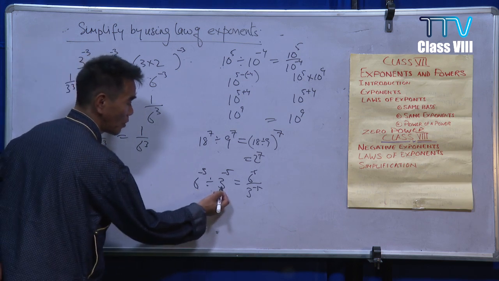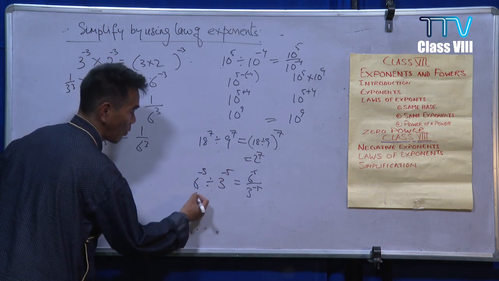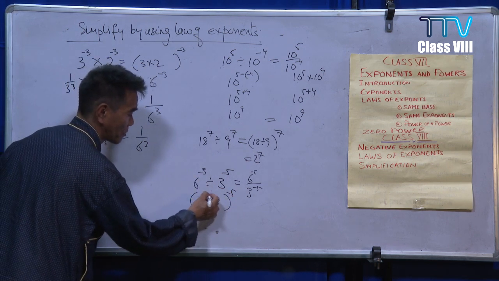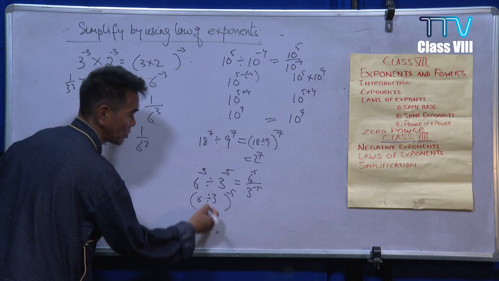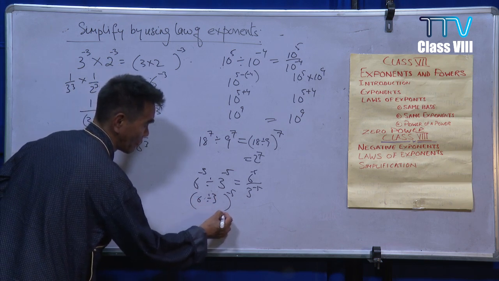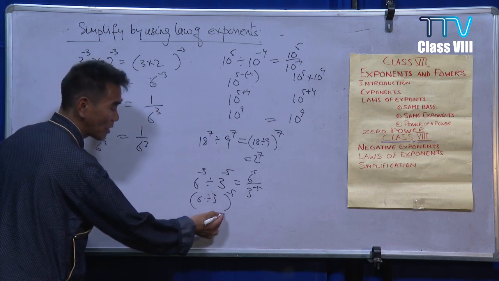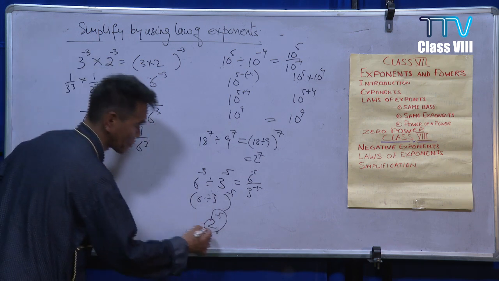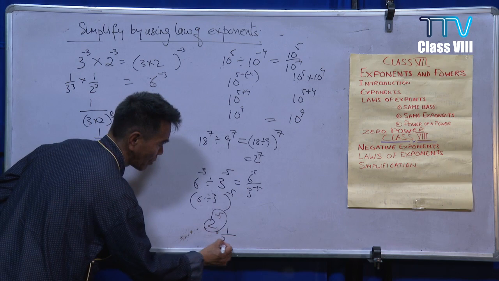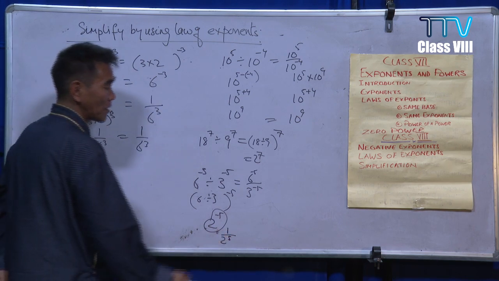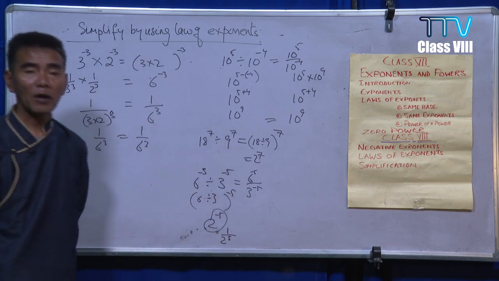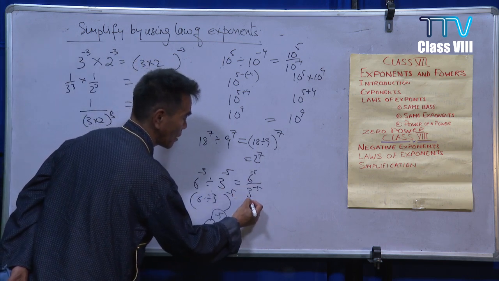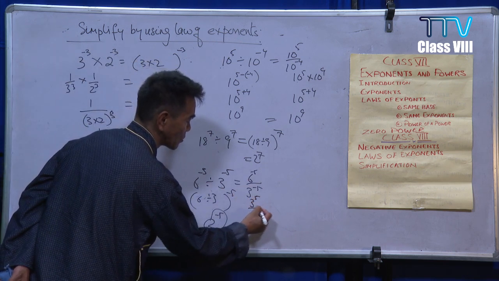In division, when the bases have common powers, we divide the bases. 6 divided by 3 we get 2, with the power negative 5. If the power is negative, we change it to positive: so 2 to the power 5 is in the denominator. Power negative changes to positive when we take the reciprocal.